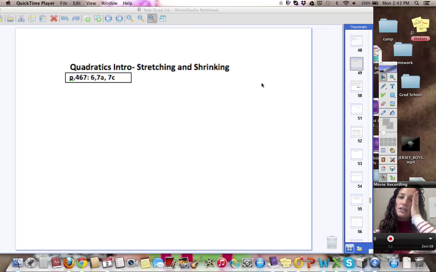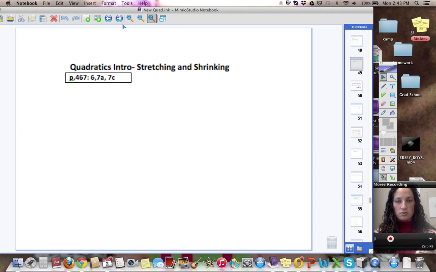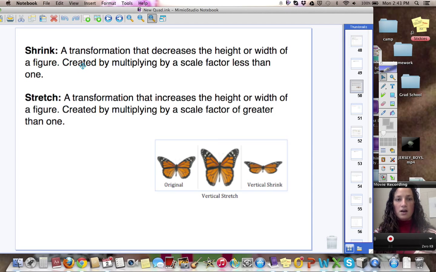All right, so this is our intro into stretching and shrinking. First thing that we want to do is copy down some definitions. A shrink is a transformation that decreases the height or width of a figure, and it's created by multiplying by a scale factor of less than 1. So that's pretty important. It's less than 1 for this. Our scale factor is less than 1.